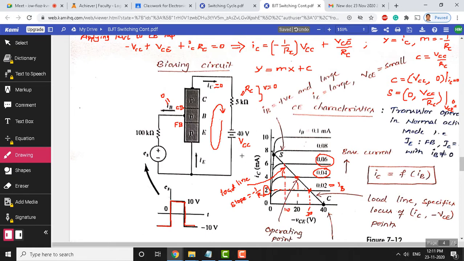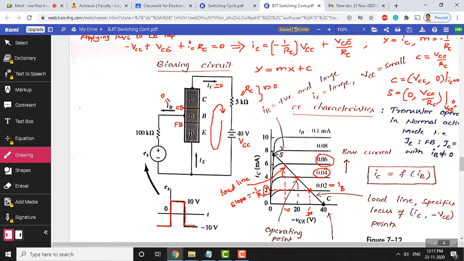That means across the transistor a 10 volt drop is happening and the remaining 30 volts is getting dropped across the 5 kilo ohm resistor, because at this point 6 milliampere is the collector emitter current, 6 into 5 becomes 30 volts. So, 30 volts will drop across the 5 kilo ohm resistor here.